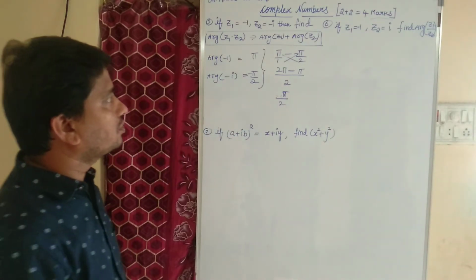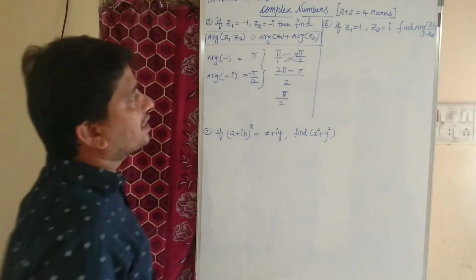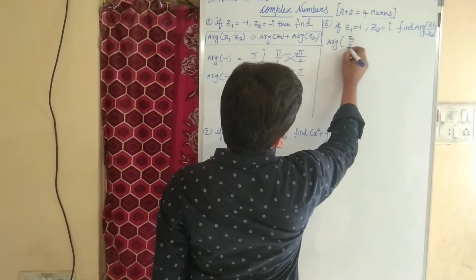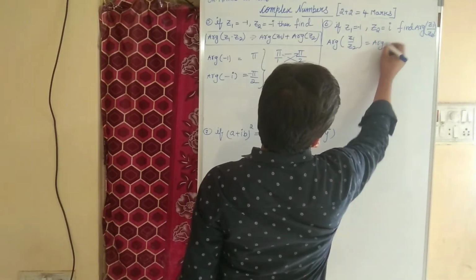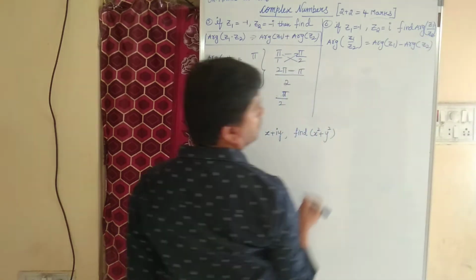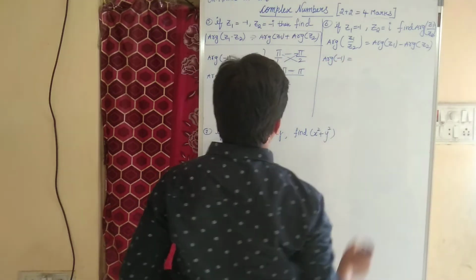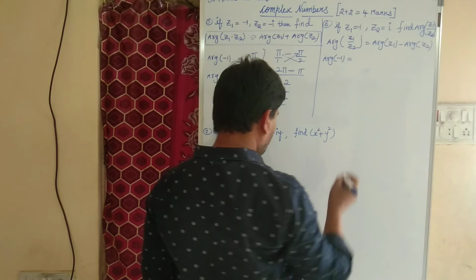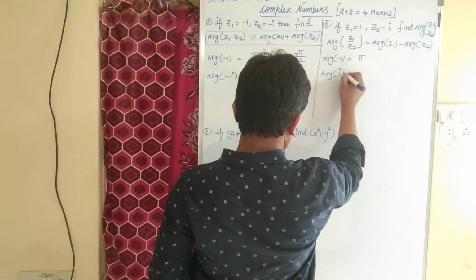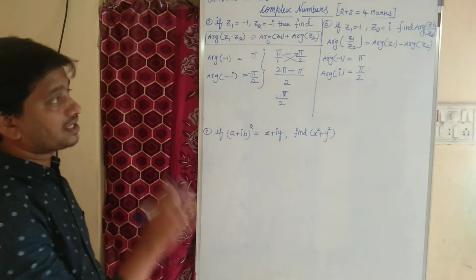Okay? Now coming to the second question, which is the most important question children, this sum and this sum. Again they are asking to find the arg of z1 by z2. We can write as argument of z1 minus argument of z2. So let us find arg of z1. z1 is given minus 1, arg of minus 1 equal to pi. And the second one, z2 is i, arg of i, which is equal to pi by 2, because plus i, right? Which is not minus i, which is plus i.